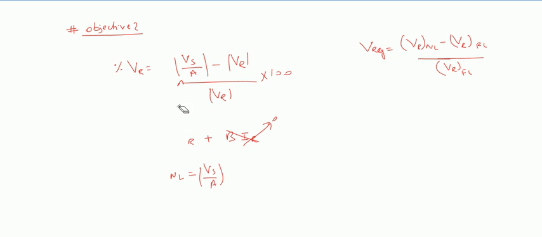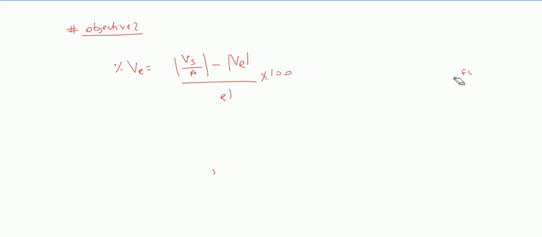So this is basically the formula that you can use for voltage regulation: (Vs by A minus Vr) upon Vr into 100. You just have to consider the magnitude part. So how can we reduce this?